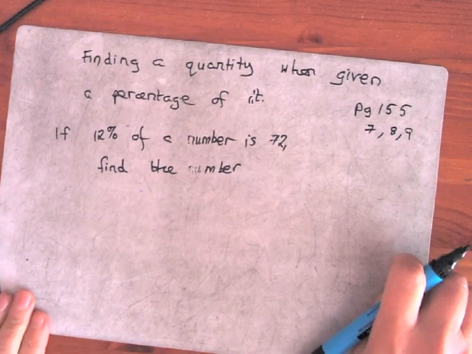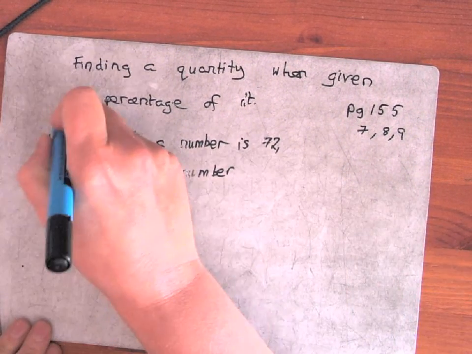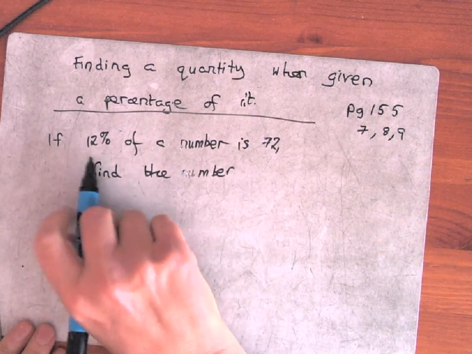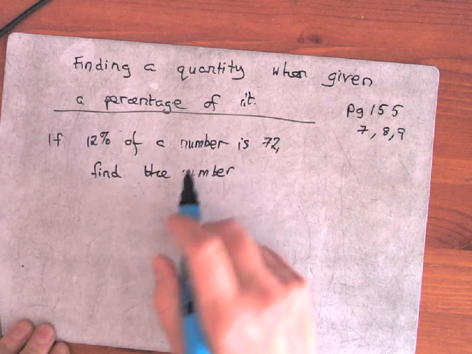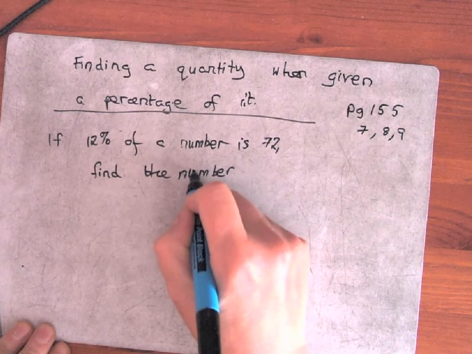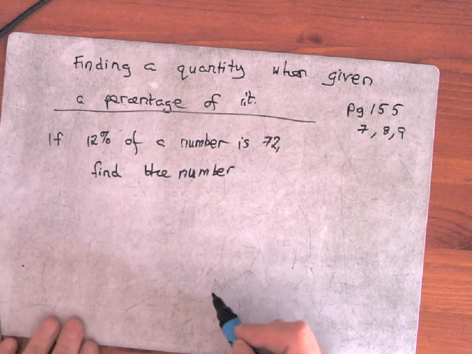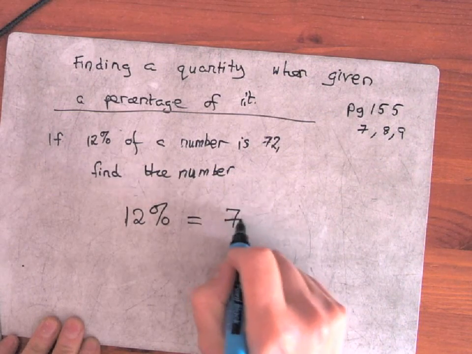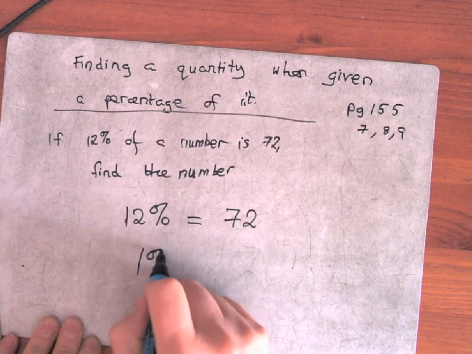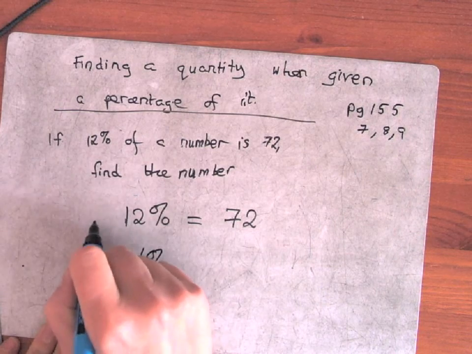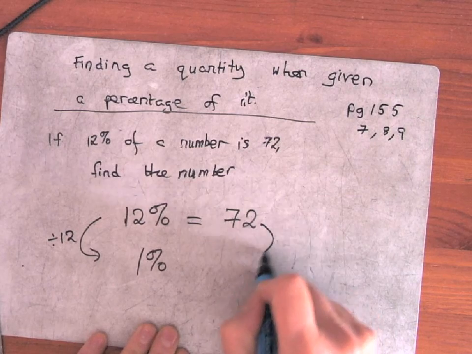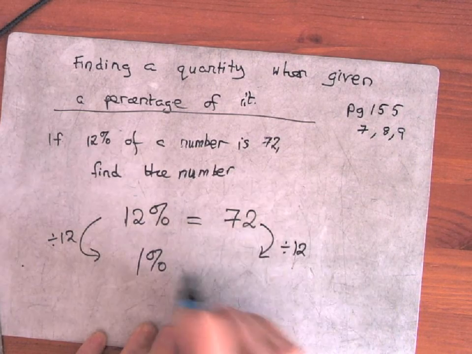The last bit in this part is finding a quantity when given a percentage of it. This time they don't tell you the whole number, they only tell you a bit of the number. So if 12% of a number is 72, find the number. They're not telling you what the whole number is, they're only telling you what 12% is. So we do this like we did ratio. We say 12% equals 72. Always go down to 1%. D for down, D for divide. So to go from 12 down to 1, you divide by 12. If you do it to this side, you must do it to this side.